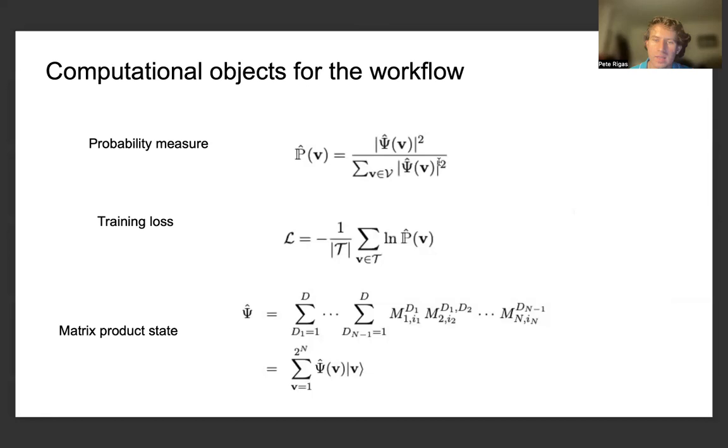And then they normalize the numerator of the expression by the partition function so that they can obtain a probability measure, the learned probability measure p hat for the ground state. They can also evaluate a training loss, which is given by -1 over the cardinality of the training set, times a summation over the log of the learned probability p hat of v.